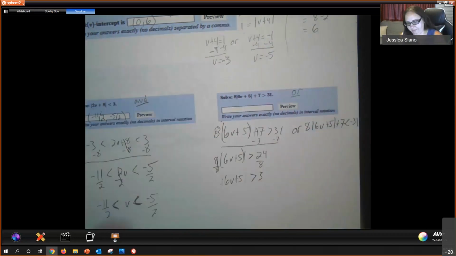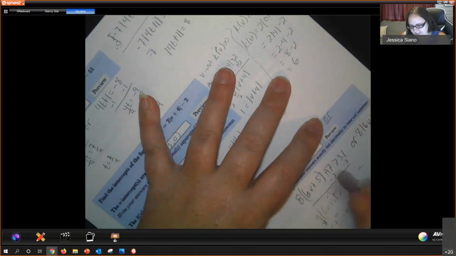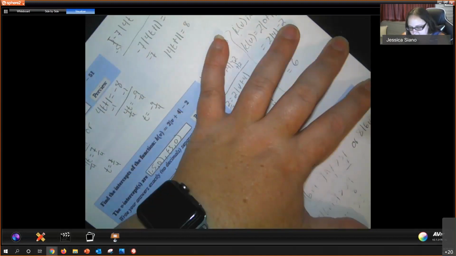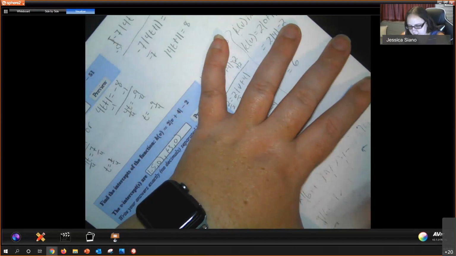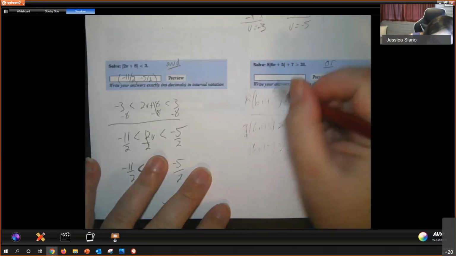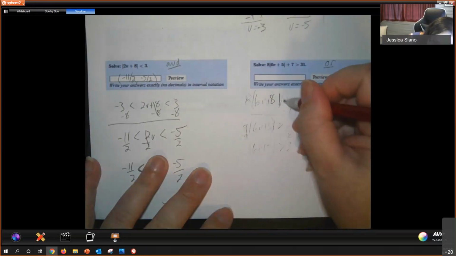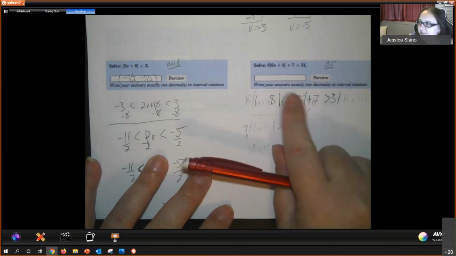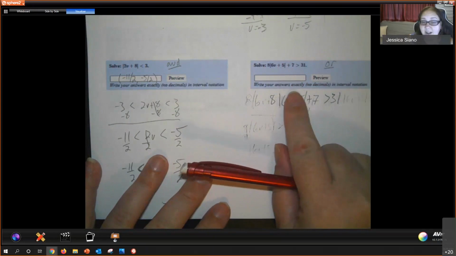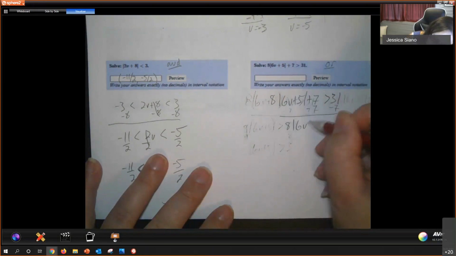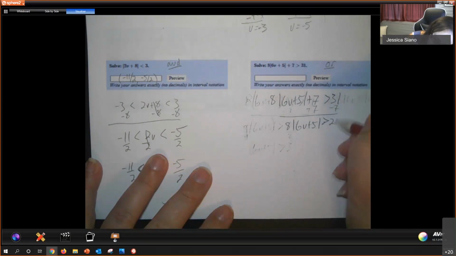Oh, no, wait, I screwed this up. Oh, I was supposed to isolate the absolute value before I did that. It is Saturday morning, guys. Let me fix that. Okay. That was really weird of me. So this is the absolute value of 6v plus 5, plus 7 is greater than 31. The first thing I have to do is isolate the absolute value. I don't know where my head was at right now. I apologize. Isolate the absolute value, subtract the 7. Divided by the 8.